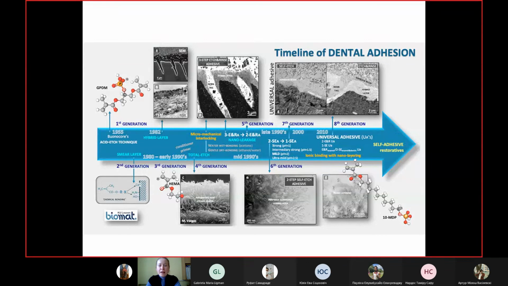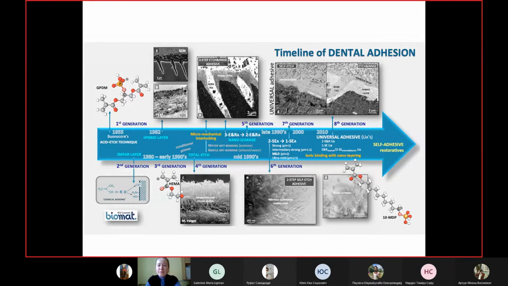They were not acid based. But later the total etch method was introduced. It is the fourth generation. It provides micromechanical retention to the dentine and enamel. Micromechanical, I should stress your attention on this term, micromechanical. Interlocking was possessed in this fourth generation of adhesive systems.